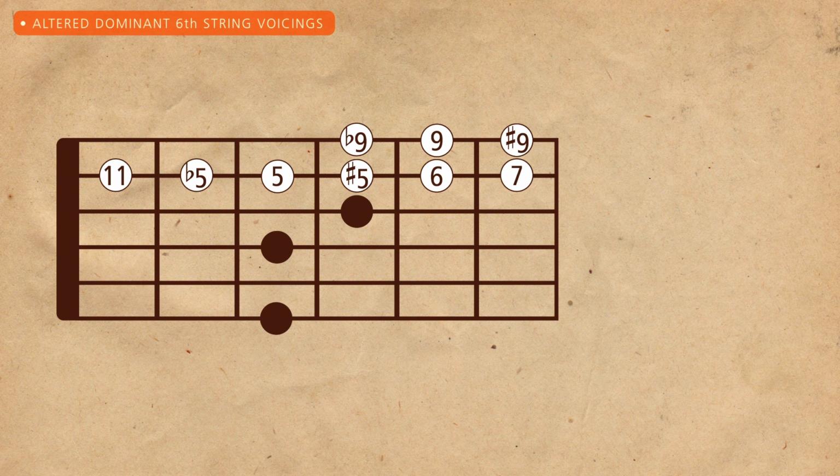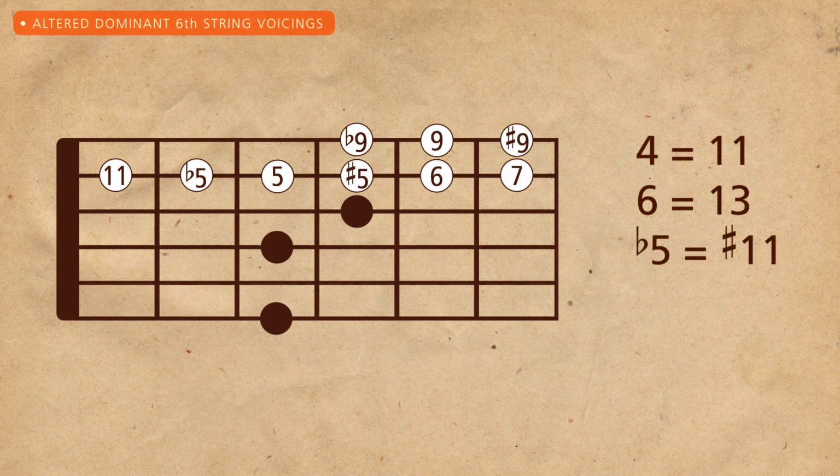A few of these additional notes can have 2 different names. We've already seen how the 4 and the 11 are the same note, and likewise the 6 and the 13 are the same note. And the flattened 5th, for example, could also be the sharp 11. They're the same note, and the way you name it depends on the way the chord is built and the context it's used in, but of course the sound is exactly the same either way.